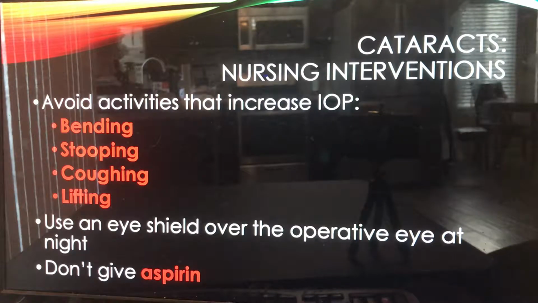For your nursing intervention, you want to tell the patient to avoid any activities that can increase the intraocular pressure. So no bending, stooping, coughing, or lifting. You want to use an eye shield over the operative eye at night, and you don't want to give any aspirin.